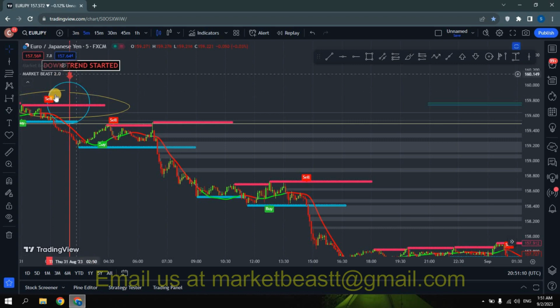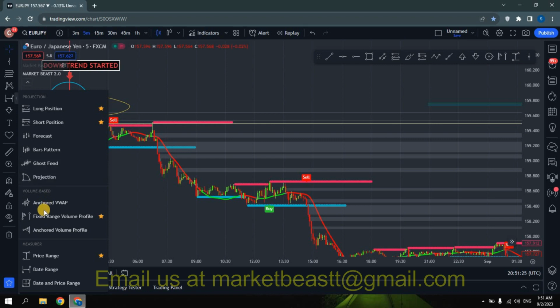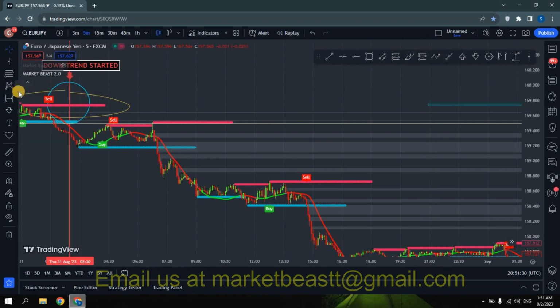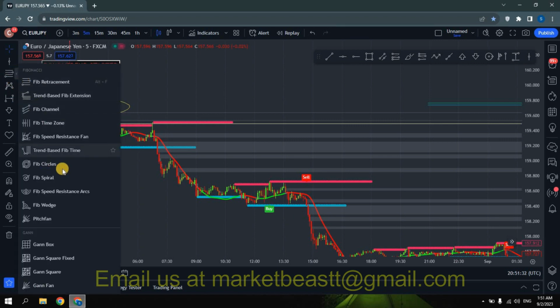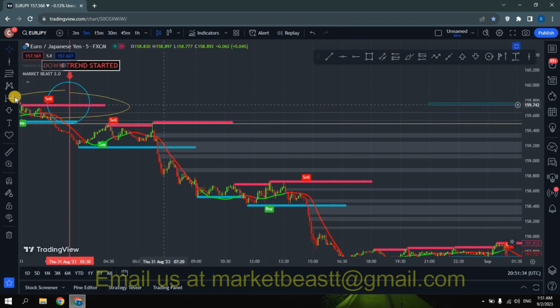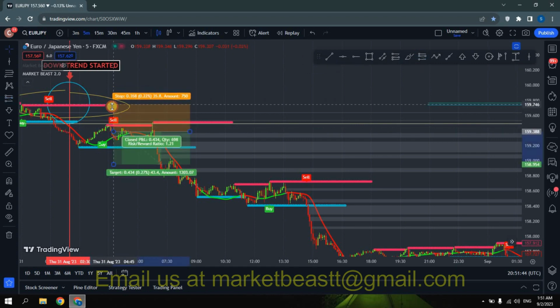Now let's see, we are in a downtrend. The first signal in the downtrend we got was buy. We are not going to take this. When we got sell, we are going to take this one. Where is our short tool? Here it is. We got a sell signal here. We are going to simply take it. What will be our stop loss?